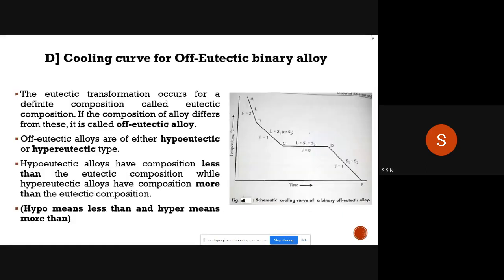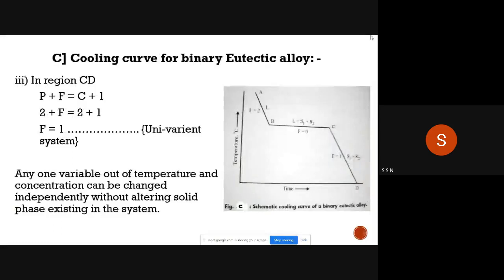So this is the third type of cooling curve, for a binary eutectic alloy.